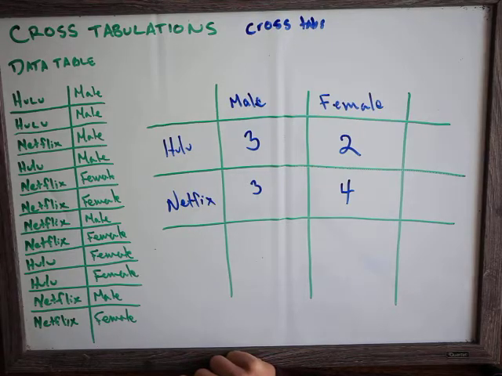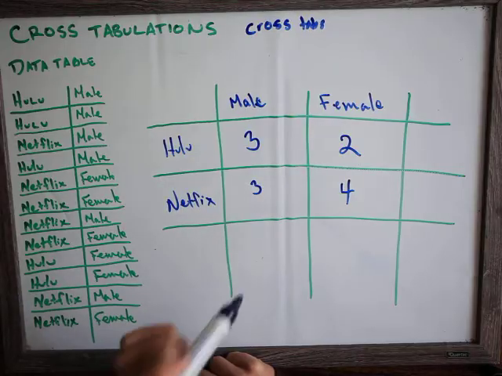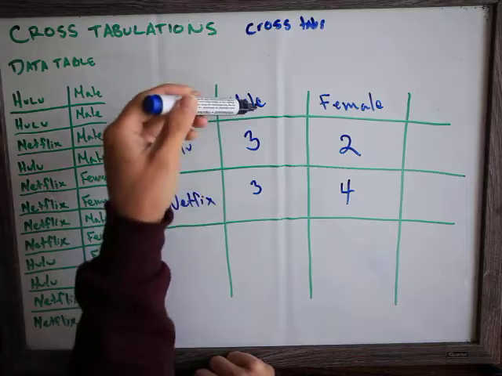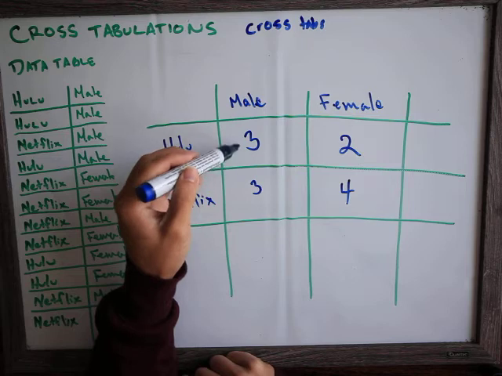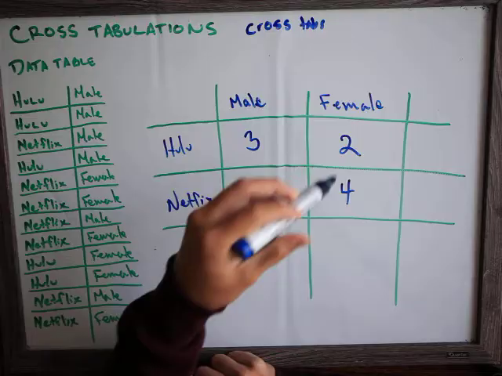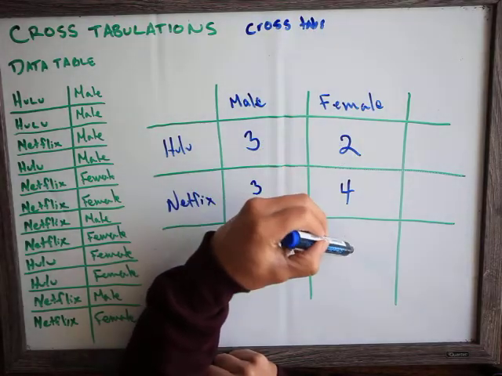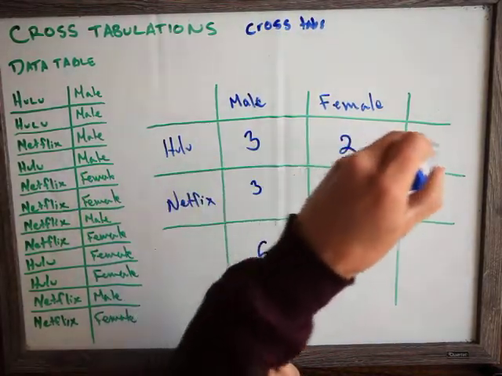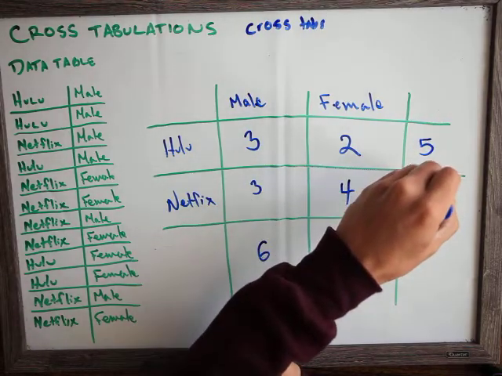Now that we have the cells filled out, we can do the marginals. Marginals are the totals for each row and each column. Let's do the column marginal for male. All we do is add up the cells under male. So that's 3 plus 3 equals 6. The column marginal for female is 2 plus 4, which is 6. Now let's do the row marginals. 3 plus 2 is 5, and 3 plus 4 is 7.